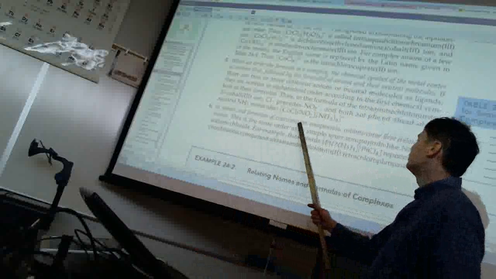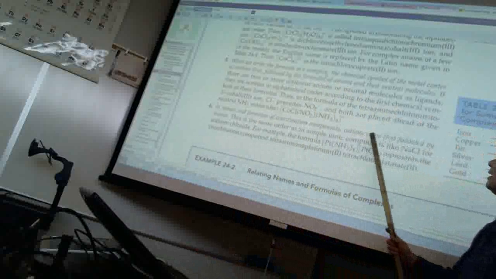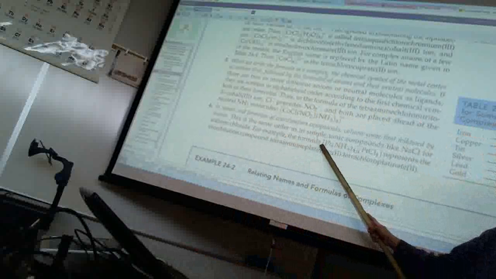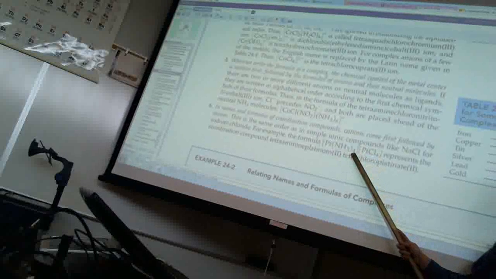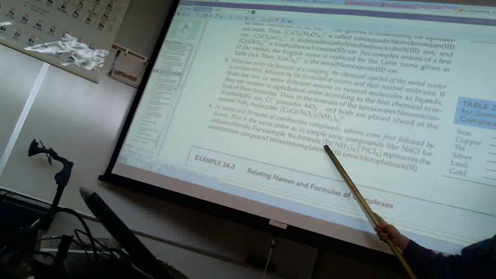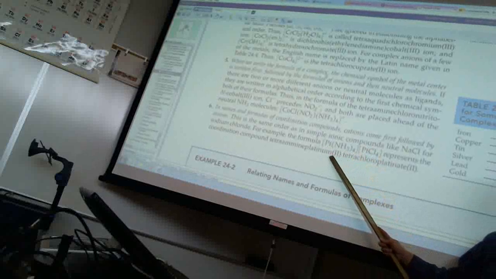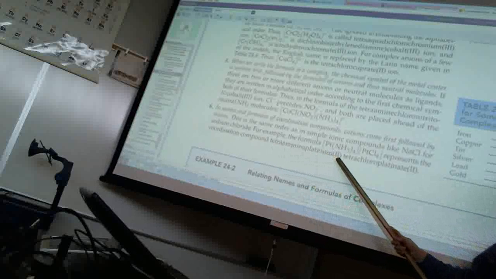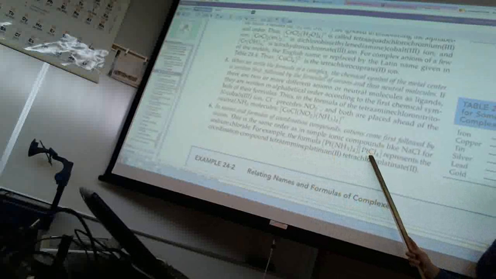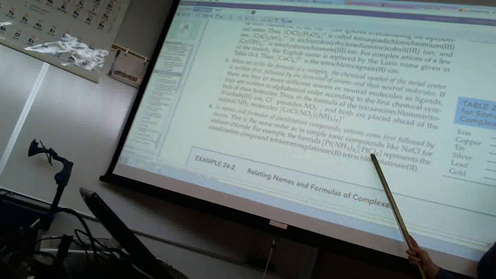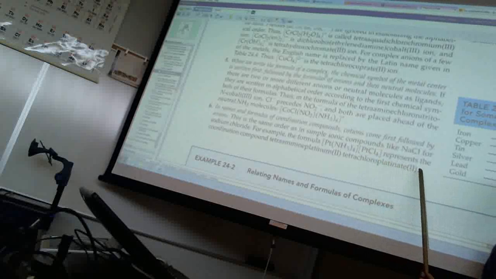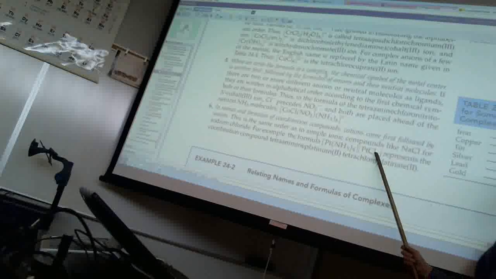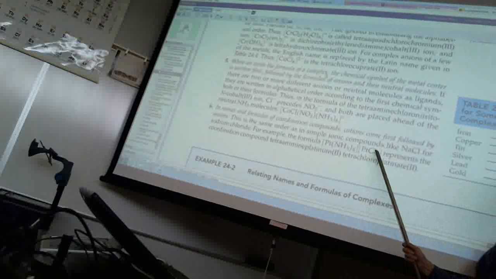In names and formulas of coordination compounds, cations come first, followed by anions. And so look at this, we have a complex cation and a complex anion. So let's name this one. This would be tetraamine platinum 2. So the whole cation name is tetraamineplatinum 2, all one word. Space, and then the anion name. Tetrachloro platinum, but it's negative. And so it's got to be called platinate 2. Because this is -4 plus 2 gives me -2. So this is a -2 anion.